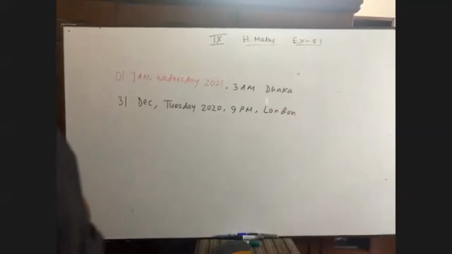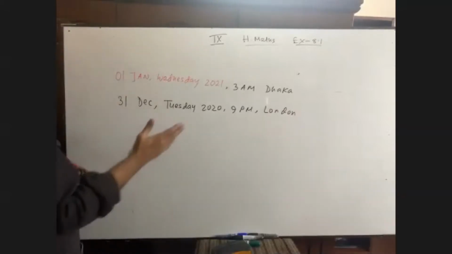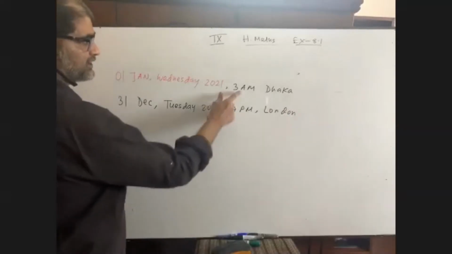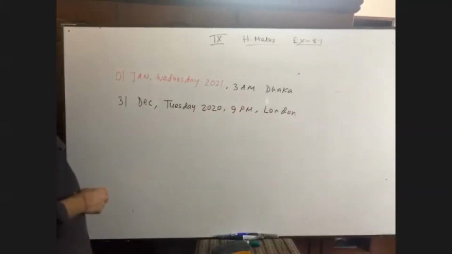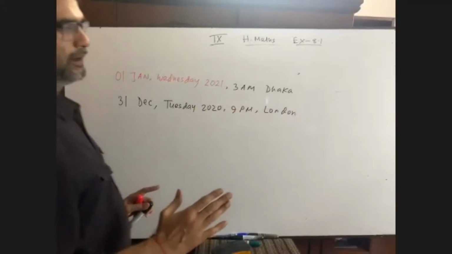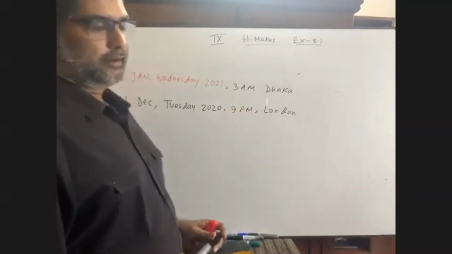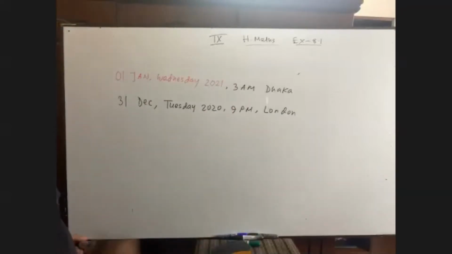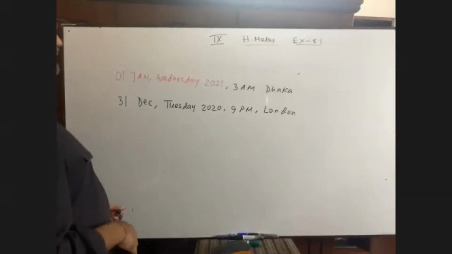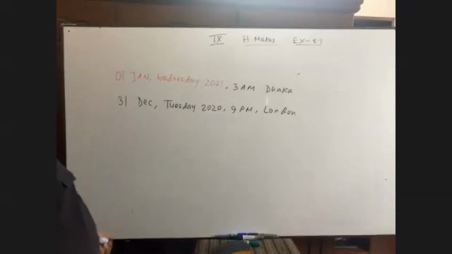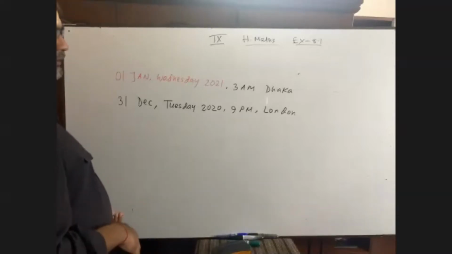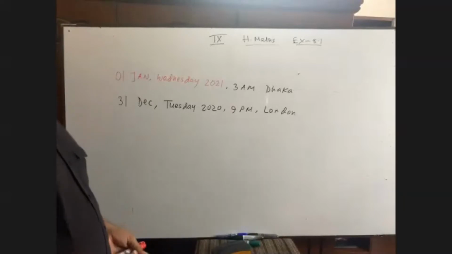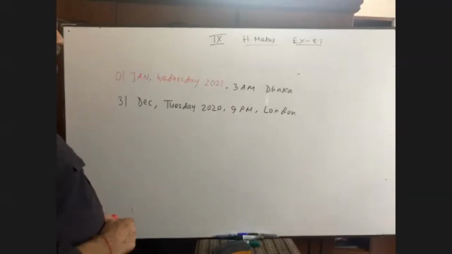Is it okay? You have to go back 6 hours because Dhaka is advanced, okay? London is 0 degree, Dhaka is 90 degree, so it is more towards the east. For this, the time of London will be behind that of Dhaka. Okay.